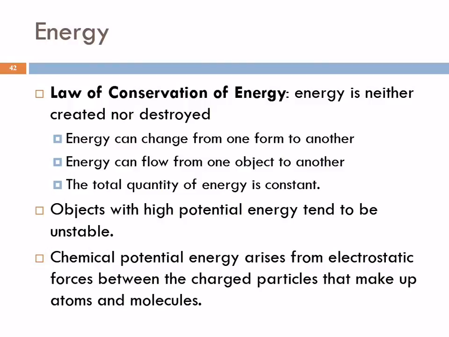So we have the law of conservation of energy. This is a statement of what happens, doesn't explain why, just says this is what we have observed. Energy is conserved, meaning it is neither created nor destroyed. So we can change energy from one form into another. Energy can flow from one object to another, but the total quantity of energy is constant. So the total content of energy is the same. Objects with high potential energy tend to be unstable, meaning they're likely to come down in potential energy and release that potential energy as some other form of energy.